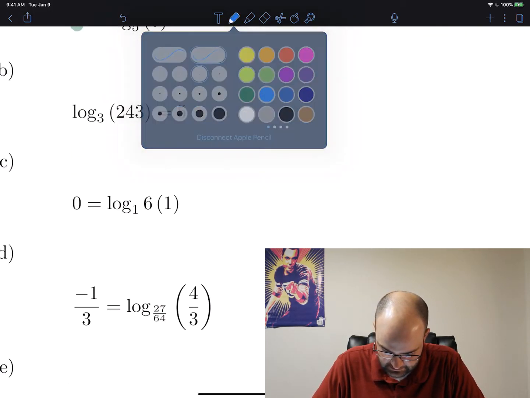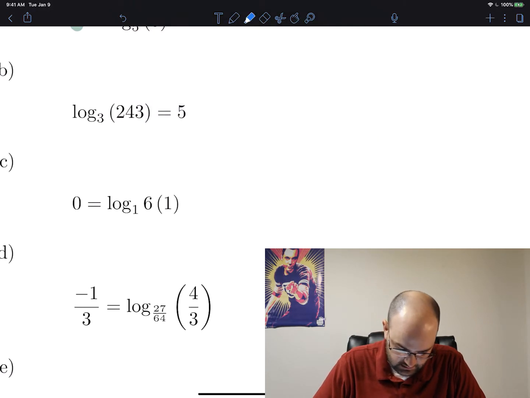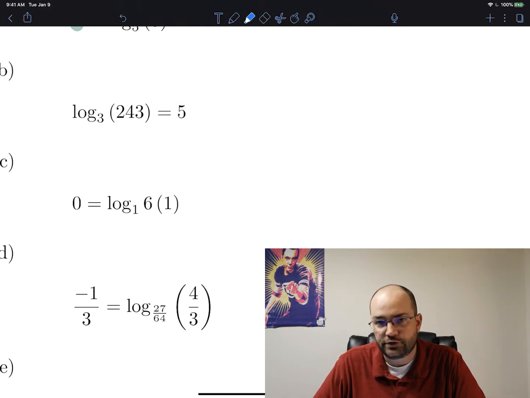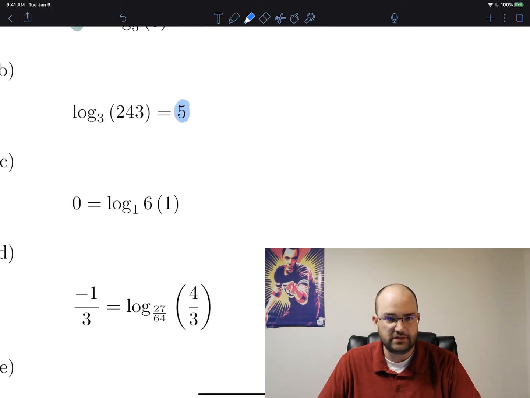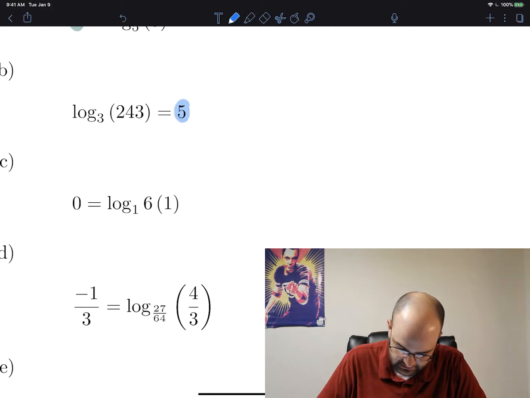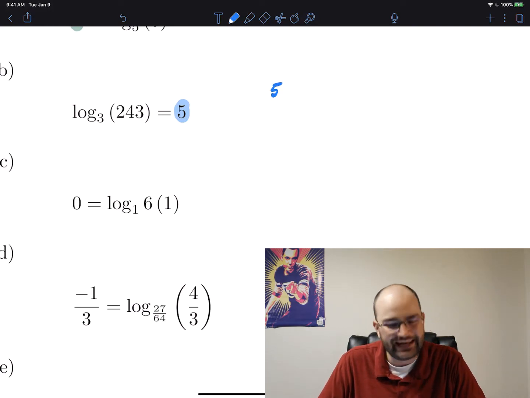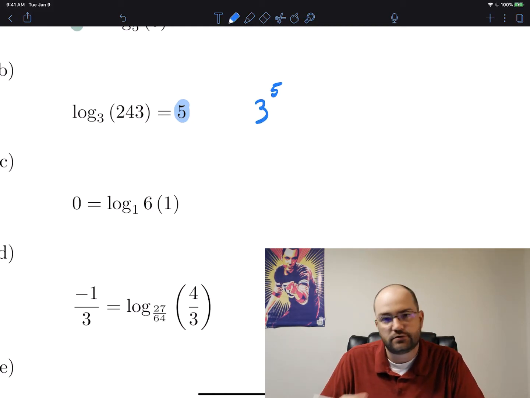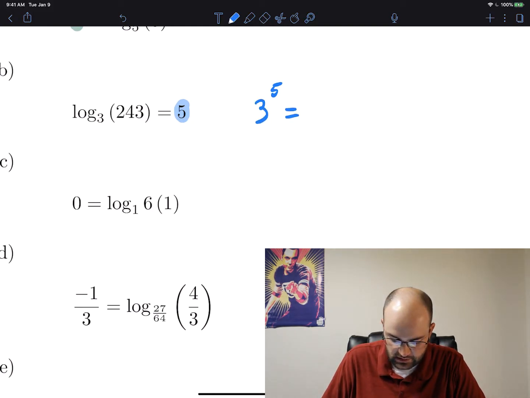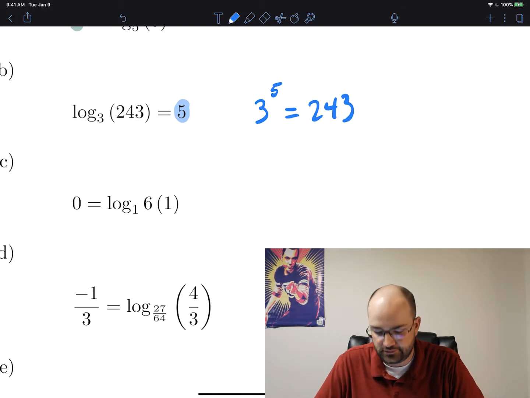Next, log base 3 of 243 equals 5. Notice that what the logarithm is equal to is the exponent. So that's going to be an exponent, and I need the base of that, and the base of that is always the base of the logarithm, which is 3. So 3 to the 5th is equal to, and notice that the argument is what the exponential is always equal to. So 3 to the 5th equals 243.